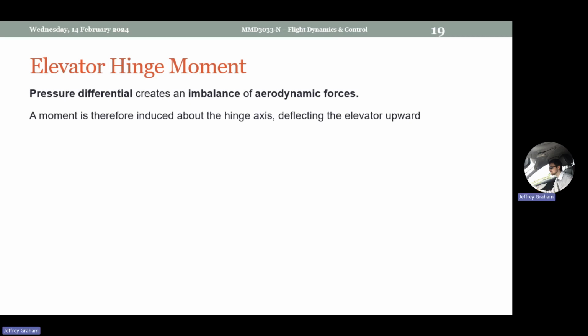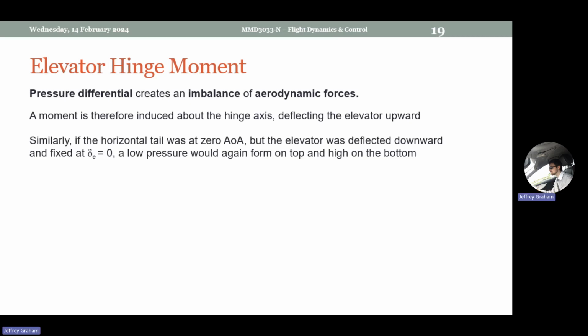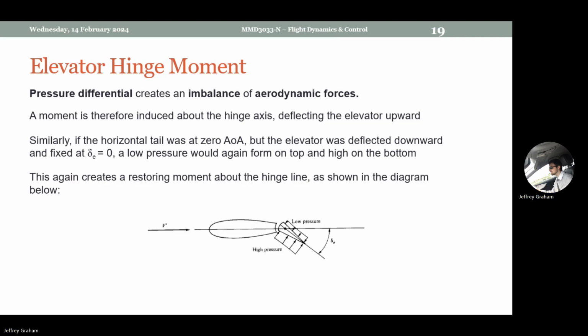So this time, rather than changing the angle of attack initially, the elevator changes. Right. If the elevator changes and the angle of attack stays constant this time, we again introduce another pressure distribution or pressure imbalance requiring aerodynamic forces. Basic theory will tell you low pressure on top, high pressure on the bottom. First thing it's going to want to do is produce an upward lift force like that to balance everything out.